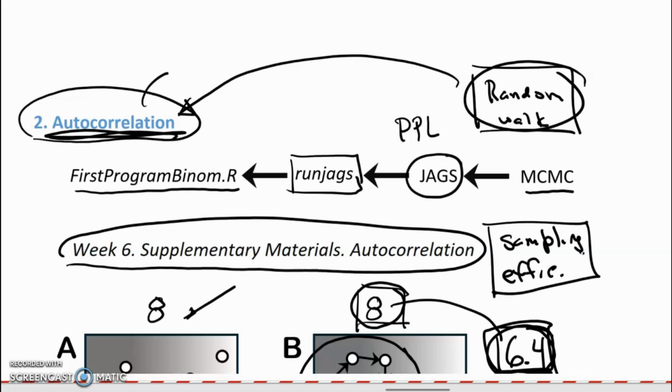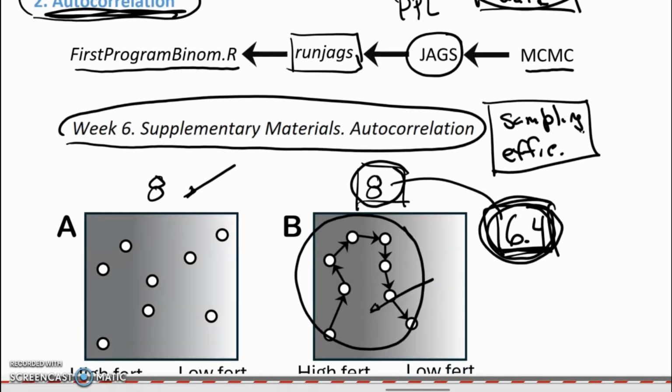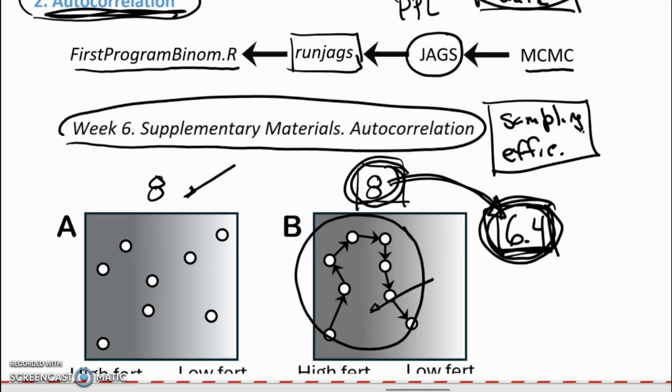of autocorrelation and a reduction in sampling efficiency, the effective sample size can be reduced. So again, in our example, we're saying that the effective sample size is reduced from 8 to 6.4 because of the autocorrelation.